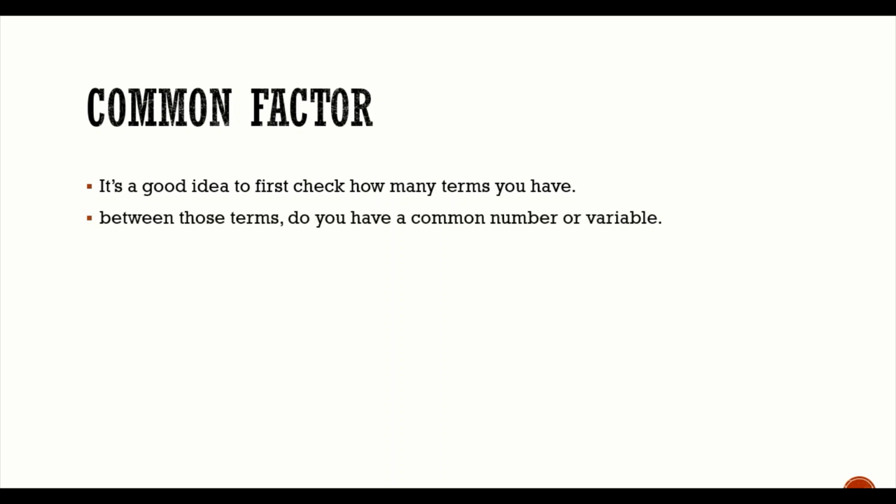So when you talk about a common factor, and specifically factorizing a common factor, it's a good idea to first check how many terms you have. Because when you take out a common factor, it will be common if it exists in all the terms. Between those terms, you have to check if you have a number that is common or a variable. And if there is something that is common, then you can take it out and make it your common factor.